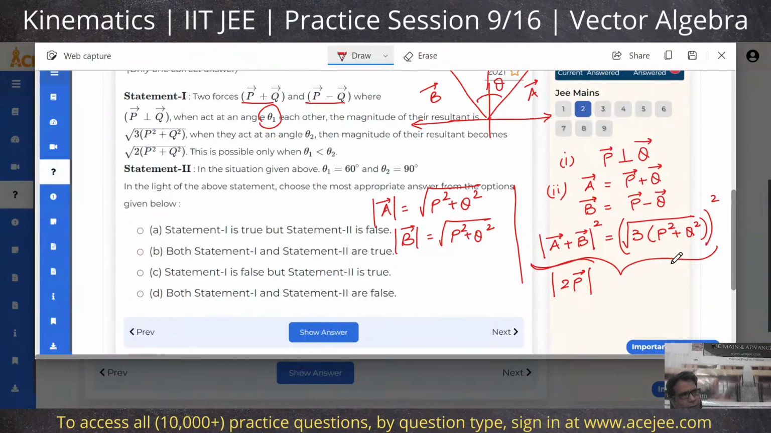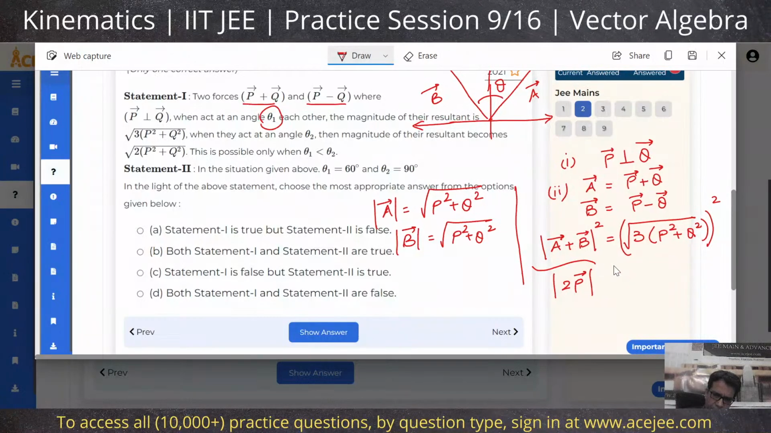Now, the resultant of the two vectors, right? Resultant means the sum of the two vectors, which in this case would be 2P, correct? So if we do it like this, then what does it tell us? Something is off here. We just want to find out where the problem is. So 2P square is equal to 3P square plus 3Q square.